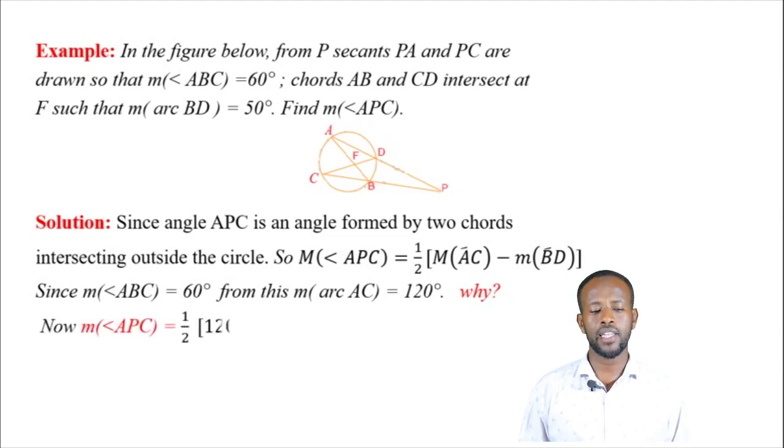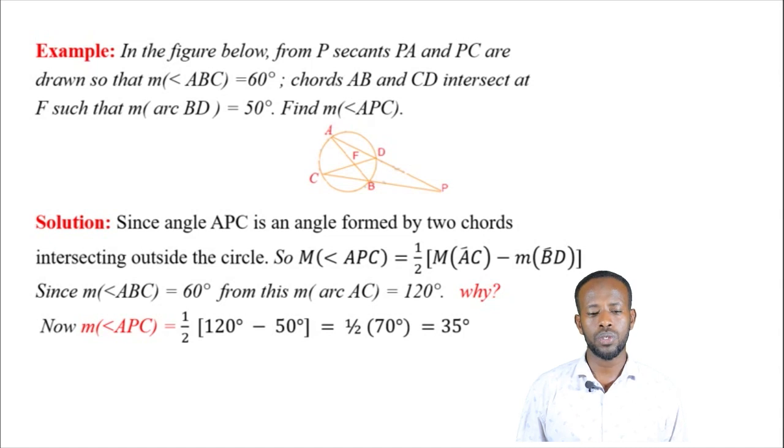Now measure of angle ABC is equal to 1/2 times 120 degree minus 50 degree. Arc BD was already given to us, no need to calculate that much.